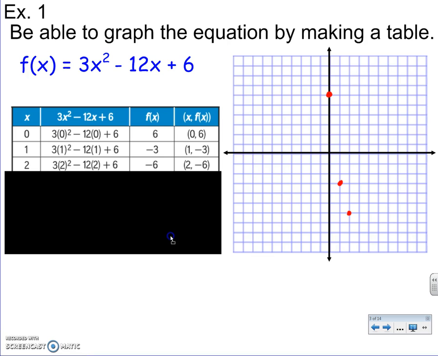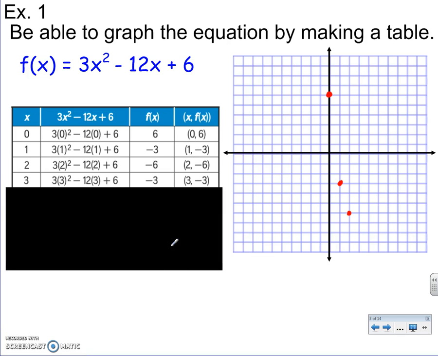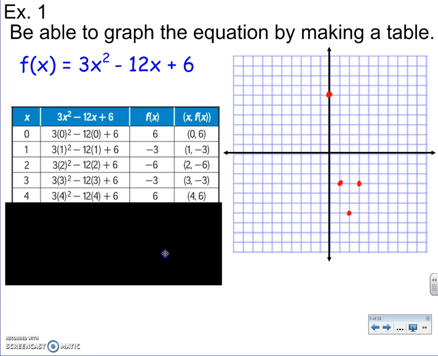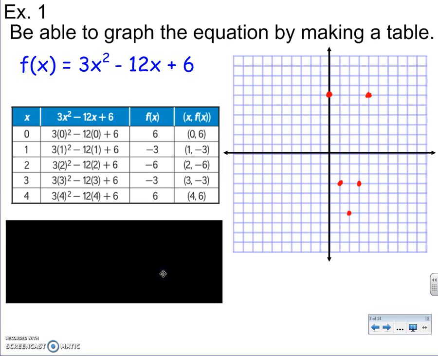Then I could try 3. I plug it in, I get negative 3 for y. So my point is 3, negative 3. And I try 4. I plug it in, get my y, which is 6. So 4, 6 is my next point. And I could keep doing that as many times as I want, but that's good enough. I now have a good picture. I just connect the dots.